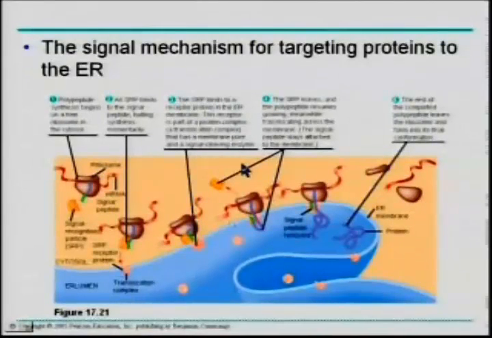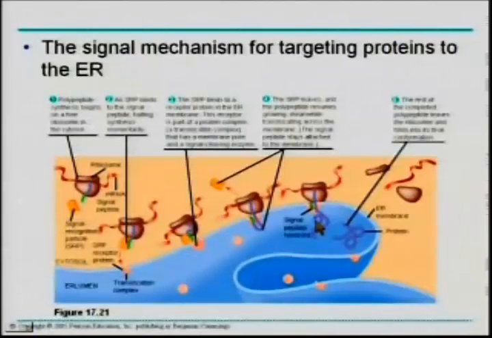The SRP then will leave the polypeptide, will leave the complex, and the polypeptide resumes growing. Meanwhile, translocating across the ER membrane, the signal peptide stays attached to the membrane. So we see on the side facing us, this is the endoplasmic reticulum lumen, and the yellow is the cytosol.